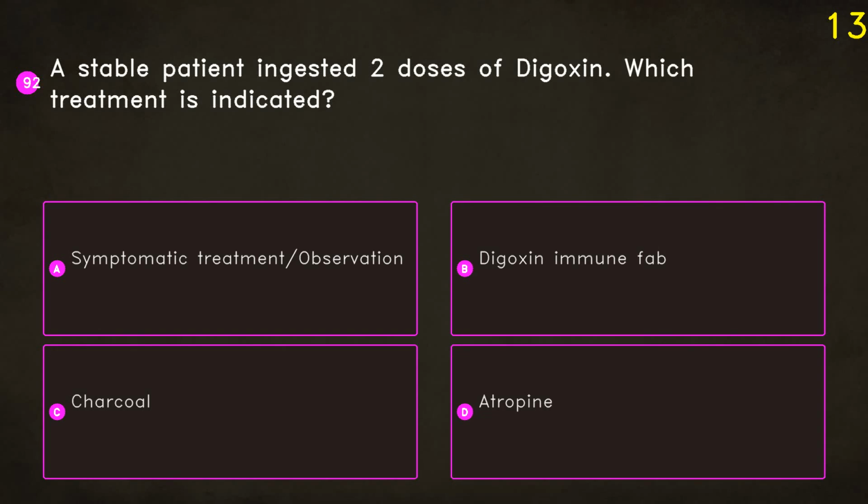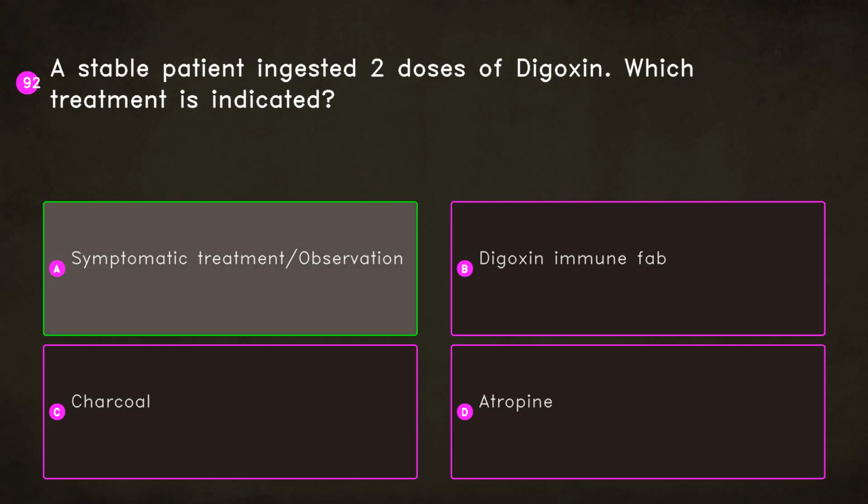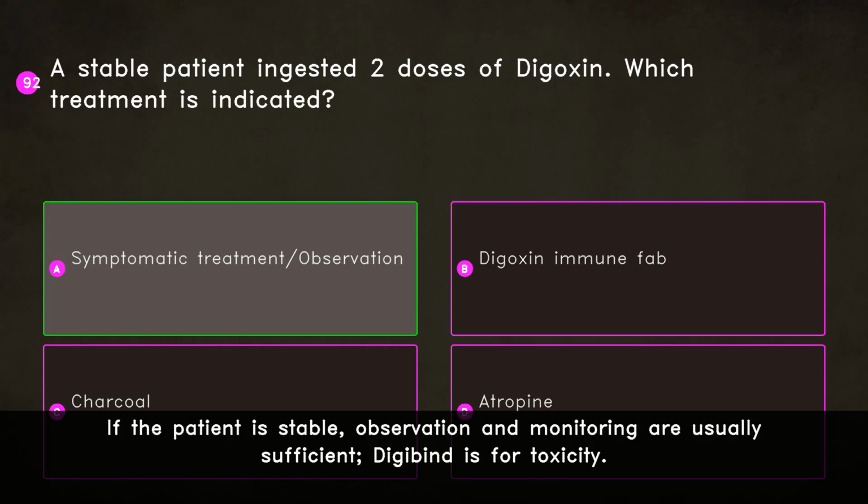Question 92. A stable patient ingested 2 doses of digoxin. Which treatment is indicated? A. Symptomatic treatment/observation. B. Digoxin immune Fab. C. Charcoal. D. Atropine. The correct answer is symptomatic treatment/observation. If the patient is stable, observation and monitoring are usually sufficient. Digoxin immune Fab is for toxicity.